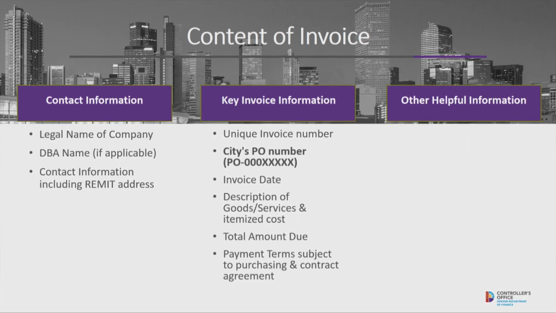The payment terms are subject to purchasing and contract agreement. So whether you normally get paid on a net 10 basis, but your contract with the city might be net 30, we will have you set up in the system according to what your contract reads. So regardless of what you put on your invoice, it will maintain what the city contract says. So just make sure that your contract net terms match up with what's on your invoice.